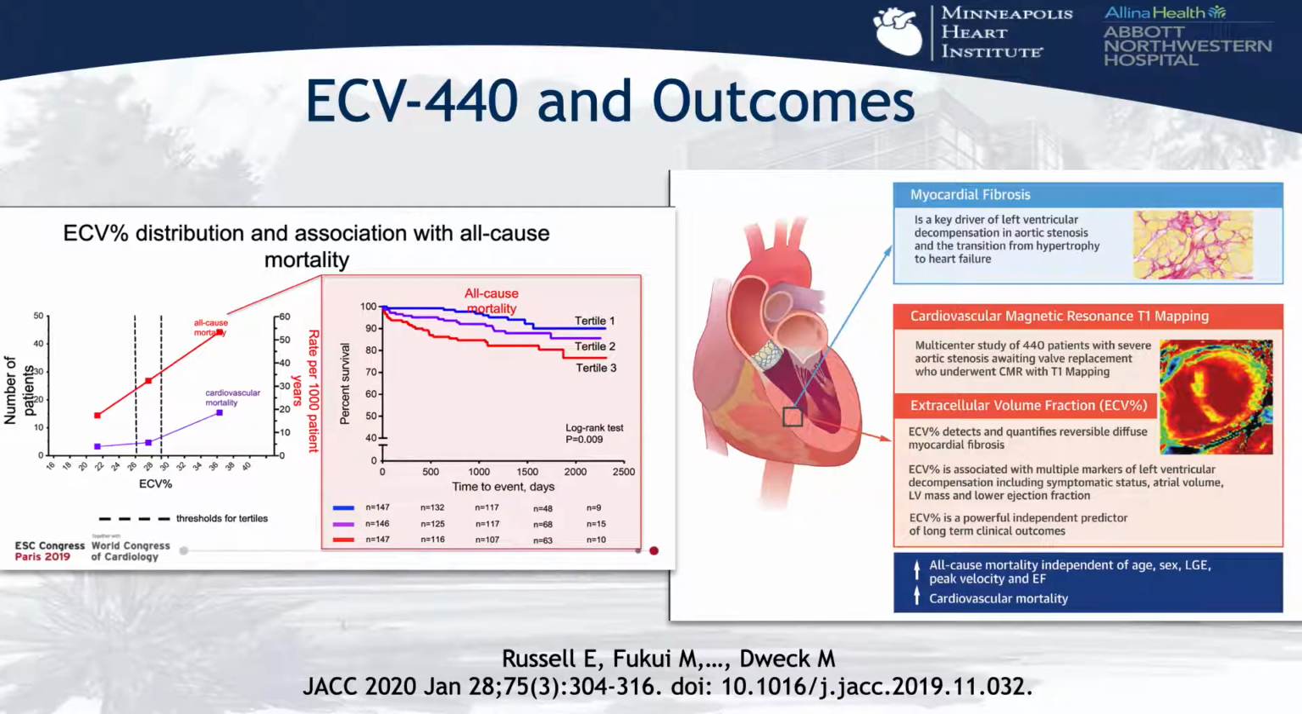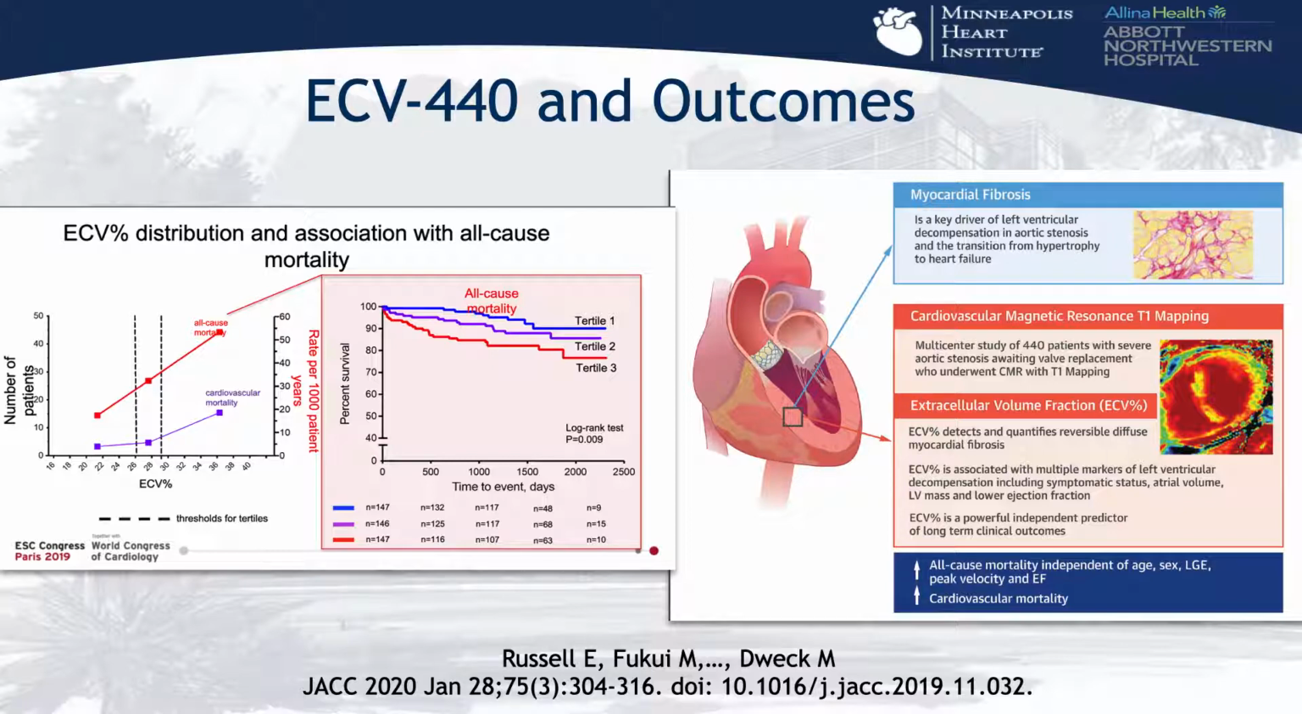This was validated in a larger cohort of about 440 patients, including also a group from Pittsburgh, showing that the increase in ECV corresponded to a proportional increase in all-cause mortality, despite these patients receiving aortic valve surgery or transcatheter aortic valve replacement. So that might be a marker even before the myocardial replacement with scar.